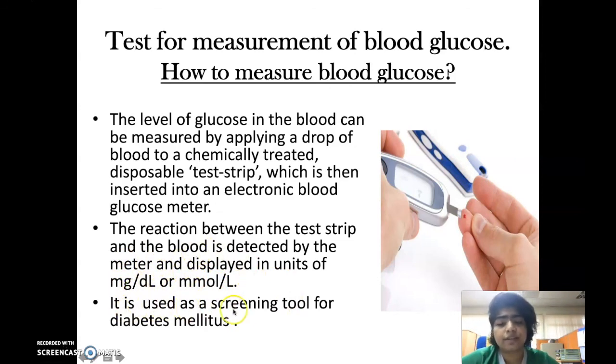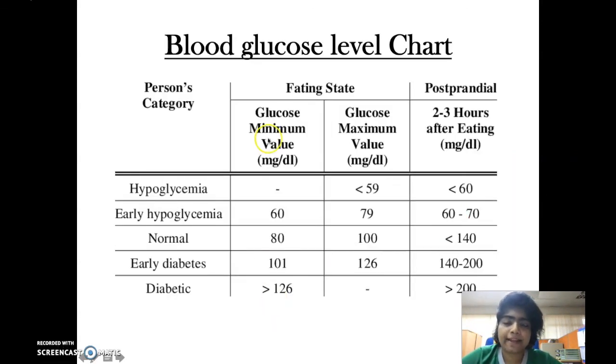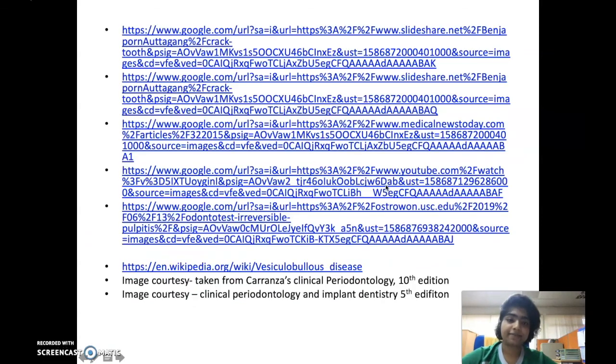It is used as a screening tool for diabetes mellitus. And this is the table to see if the person is hyperglycemic or early hyperglycemic, or even normal, or early diabetic, or even a diabetic patient. So this blood glucose chart is a very important reference chart.